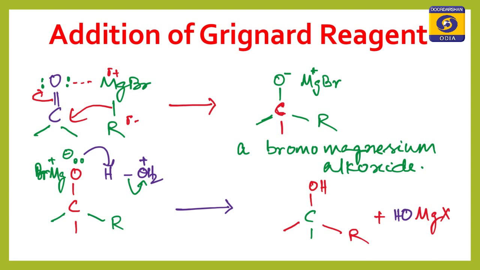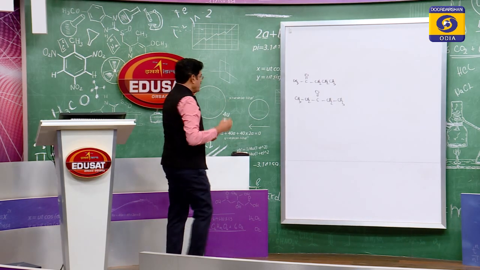In Grignard reagent, the alkyl group or the carbon atom is directly attached to magnesium. Magnesium being electropositive acquires a fractional positive charge, and carbon being electronegative acquires a fractional negative charge. So Grignard reagents are polar compounds. Here the carbon-magnesium bond is highly polar. Let me show you that.